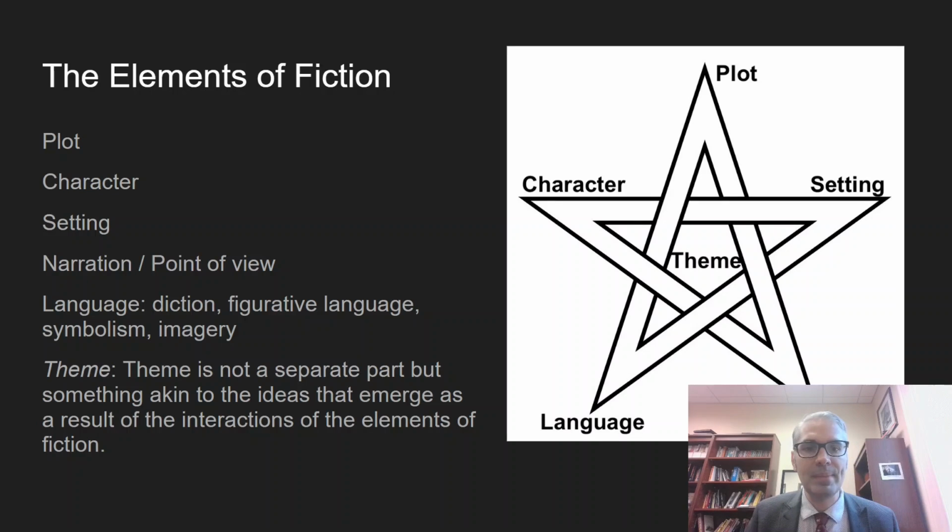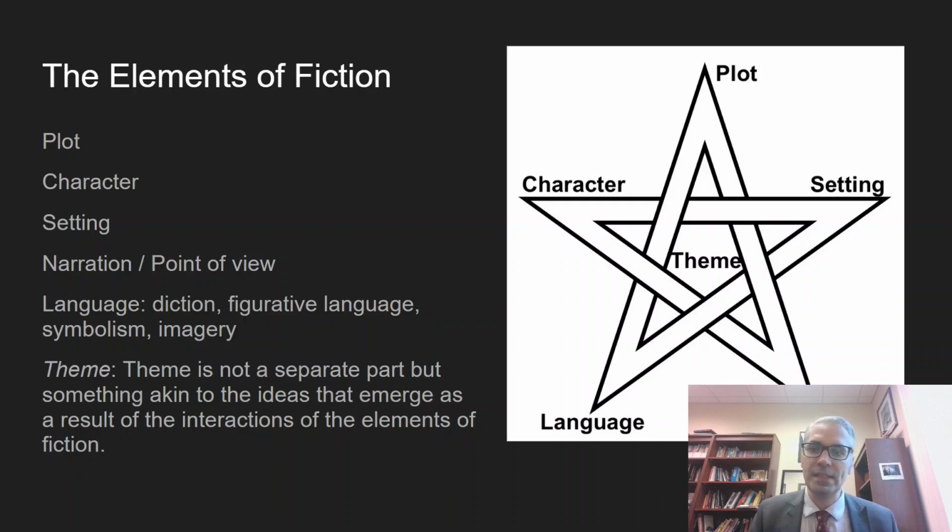This is a diagram I made of what I think are the elements. These terms are somewhat reductive, but they work. Plot, at the very top of the star, character, setting, narration, point of view, and language. And language means all sorts of things.